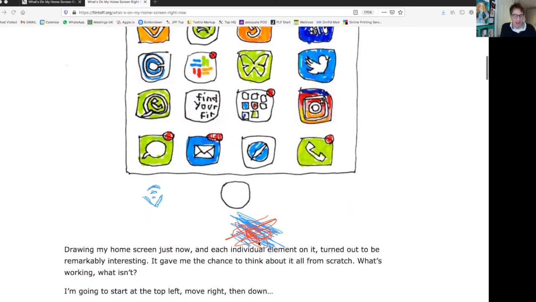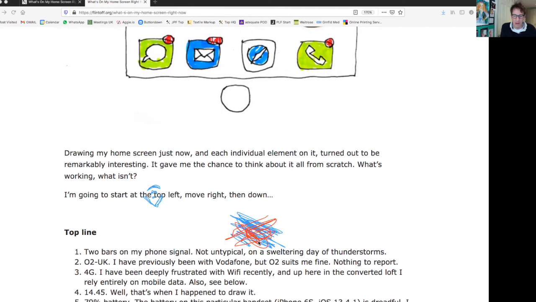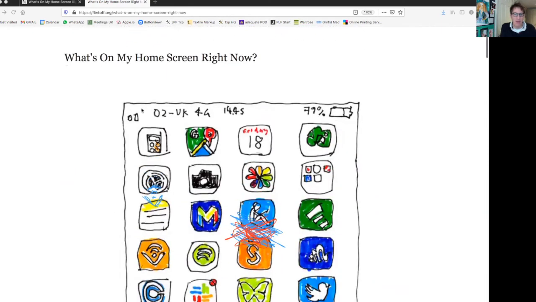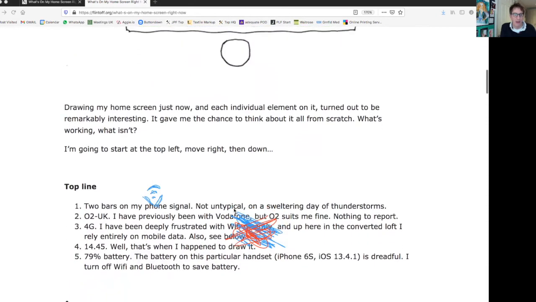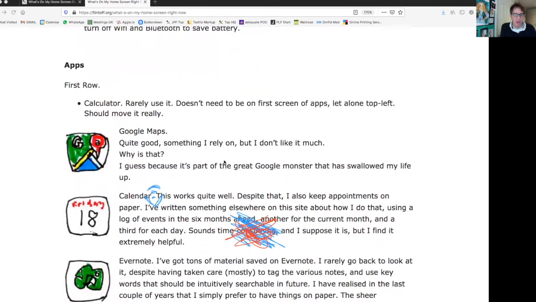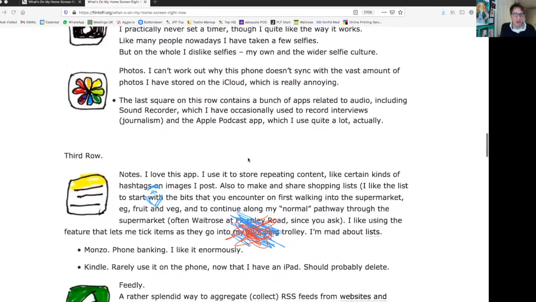apps on this page. So then I thought I'll just go through everything that I can see on the screen. Just think about the whole lot, right up here, starting with the bars of my signal, my phone company, the 4G, the time of day, everything. I just wrote everything. So the top line, I made some notes. And then I went through row by row, all these things, point by point. Anyway, there we are.